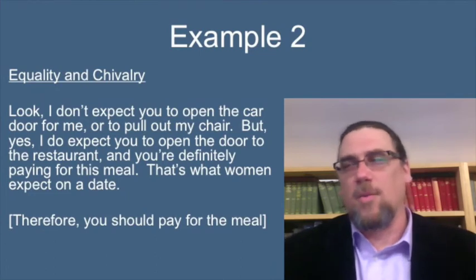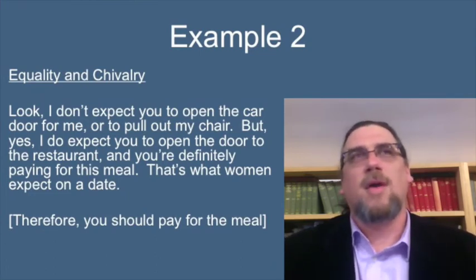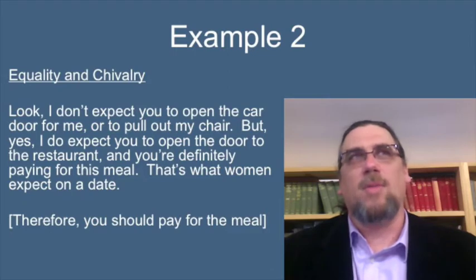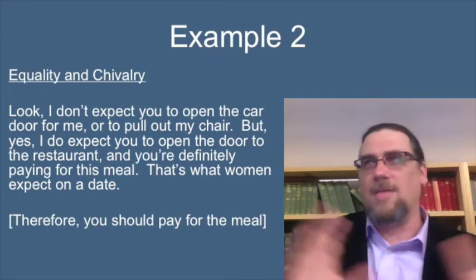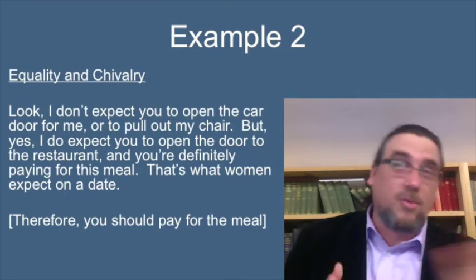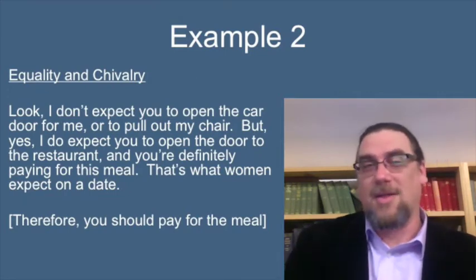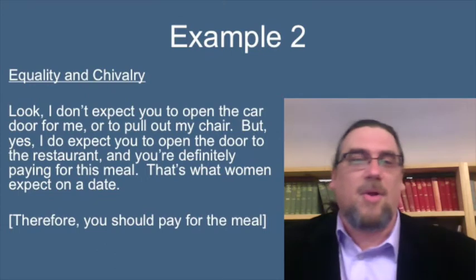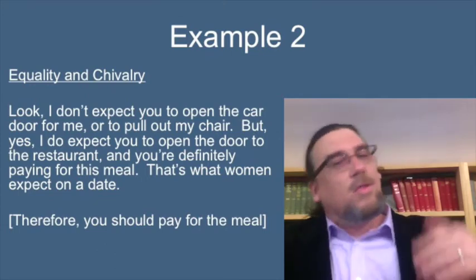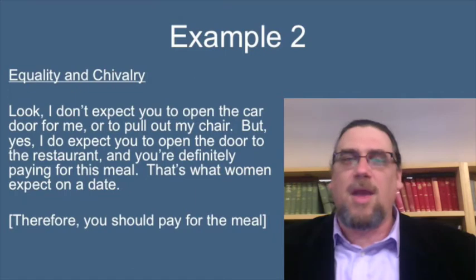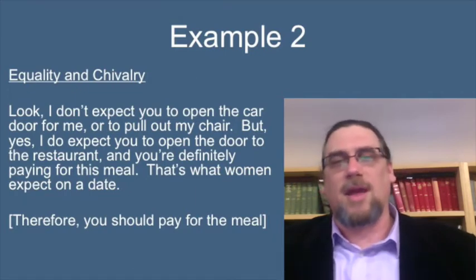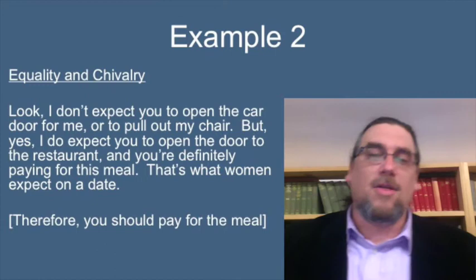Let's look at the second example. Here's a kind of a funny one. We're all over the map when it comes to expectations about men and women in dating situations, in relationships, and sometimes this gets posed as equality versus chivalry. Old school versus modern and all that. Here's just a good example of a failure of thinking. Look, I don't expect you to open the car door for me or to pull out my chair, but yes, I do expect you to open the door to the restaurant, and you're definitely paying for this meal. That's what women expect on a date. And so the conclusion is, guy, therefore you should pay for the meal.